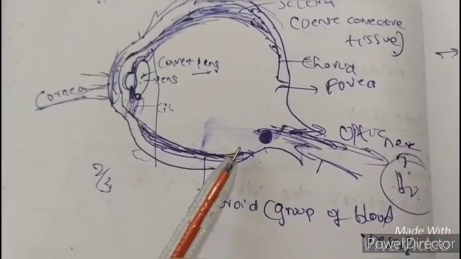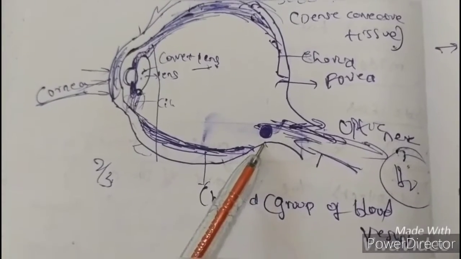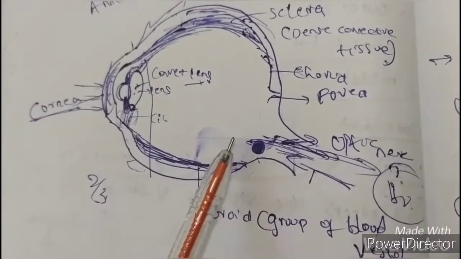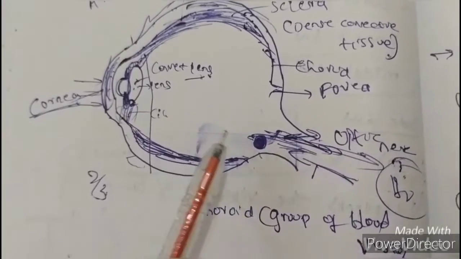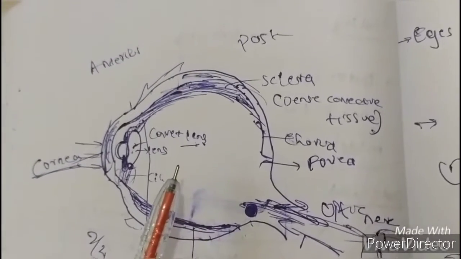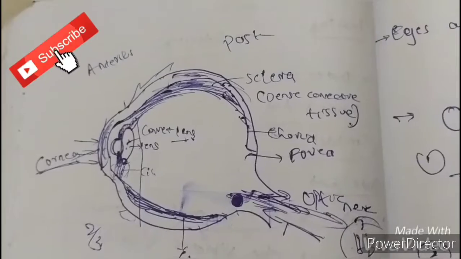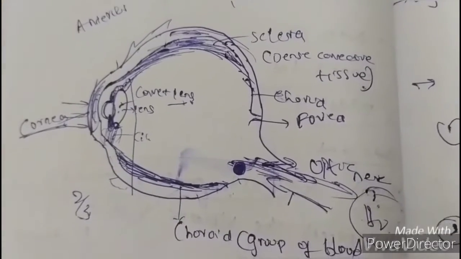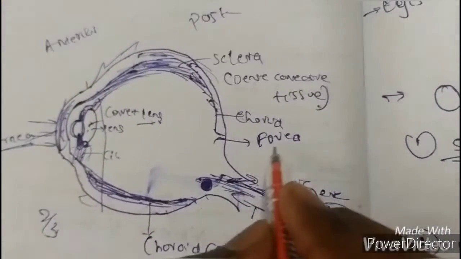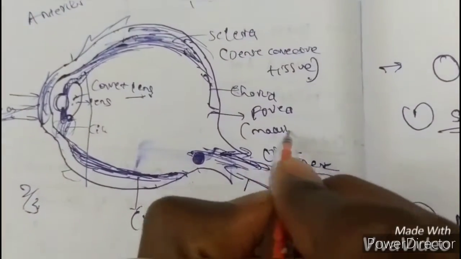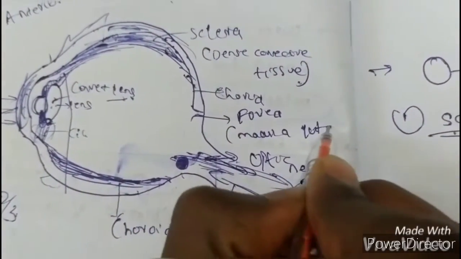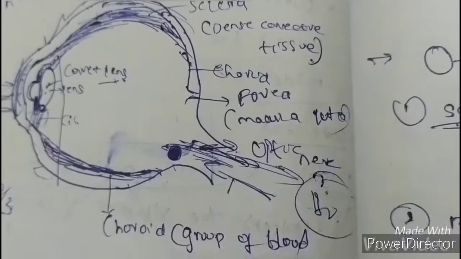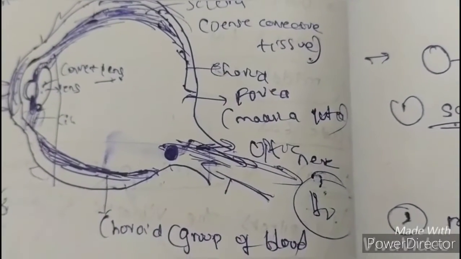At the posterior pole of the eye, lateral to the blind spot, is a yellowish pigmented spot called the macula lutea, with a central pit called the fovea. The fovea is also called macula lutea. You can observe this through your NCERT page number 324.